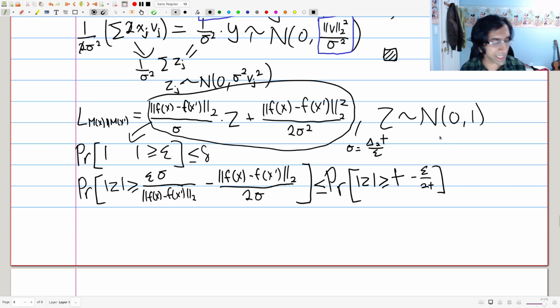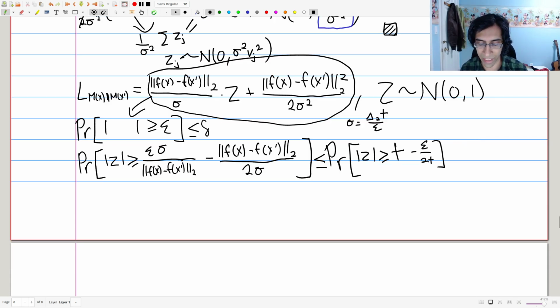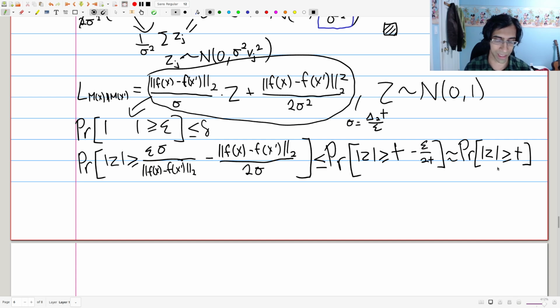I'm going to cheat a little bit and make this a little bit simpler just for the sake of presentation. In particular, you'll get qualitatively the same answer, but if you really care about the constants, which are important in differential privacy, you should be a bit more careful with this, and see the proof in Dwork-Roth. But this is approximately equal to, since epsilon over 2t is going to be pretty small, the probability that the absolute value of z is greater than or equal to t.